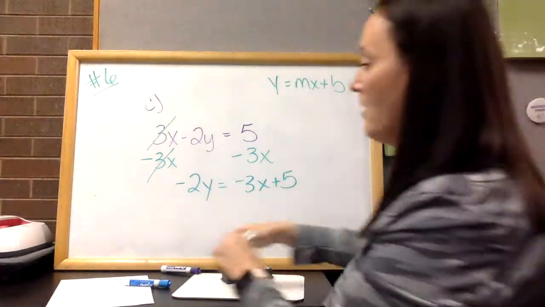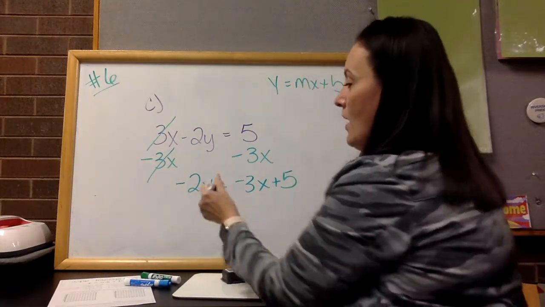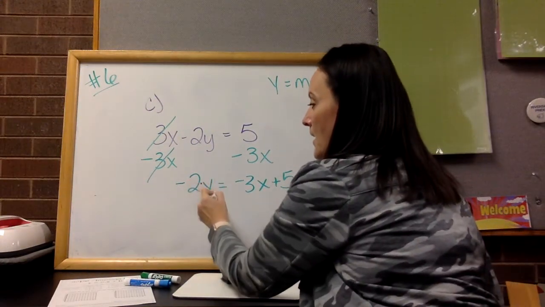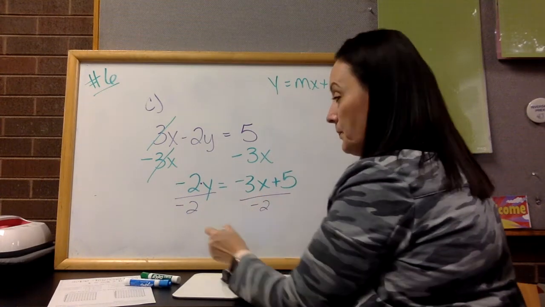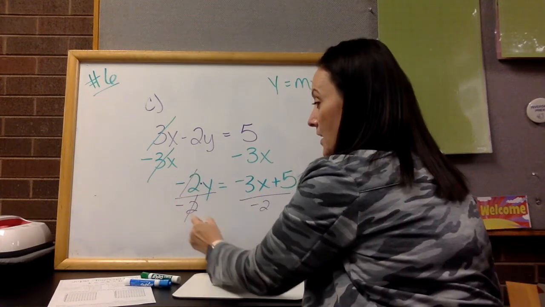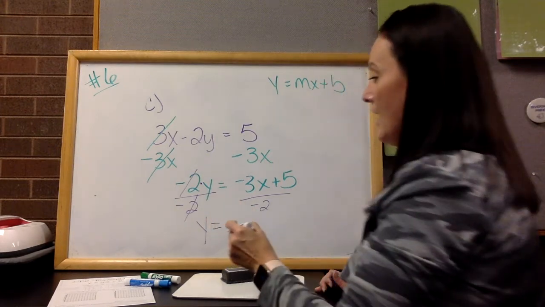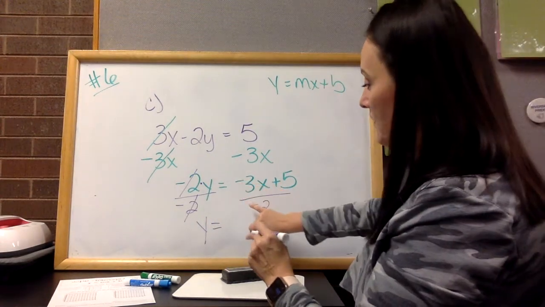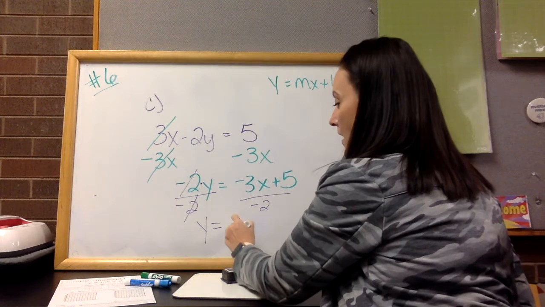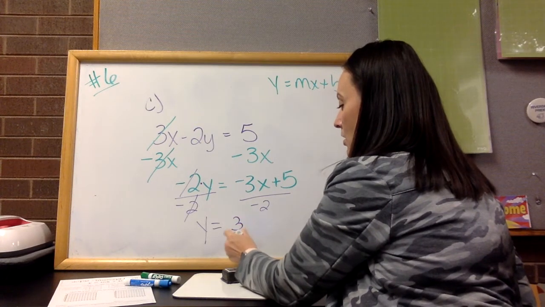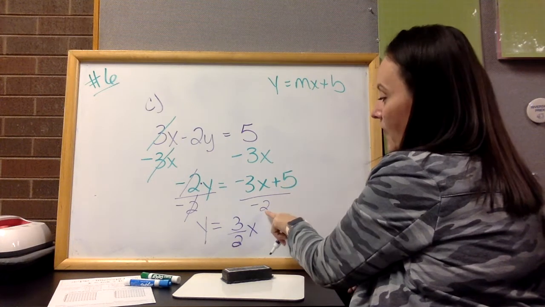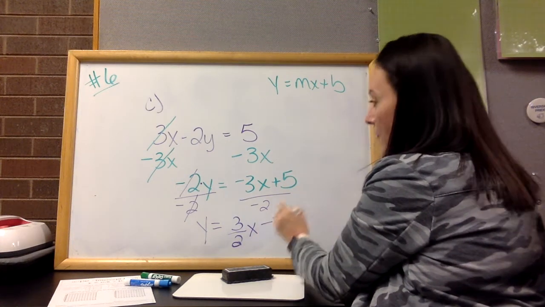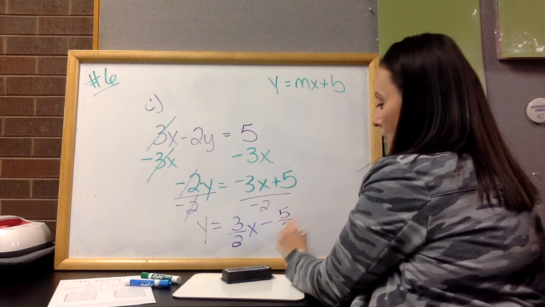Now my last part here is to get rid of this -2. There's a times here. To undo the times, I'm going to divide both sides by -2. -2 divided by -2 is going to undo, which is what I want. I get y equals, a negative divided by a negative is going to be a positive, and I got 3 divided by 2, x. And then over here, a positive divided by a negative is going to be a negative, and that's 5 over 2.